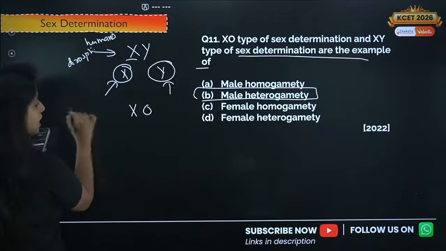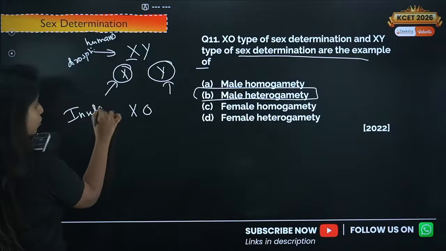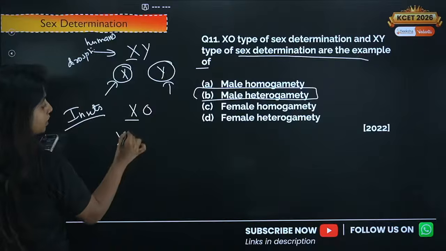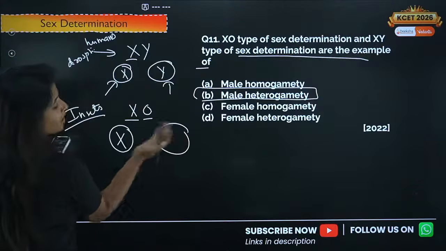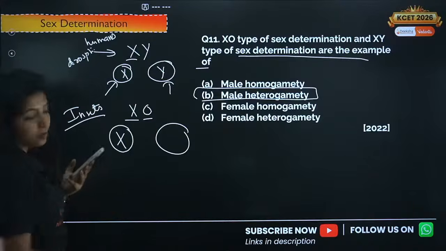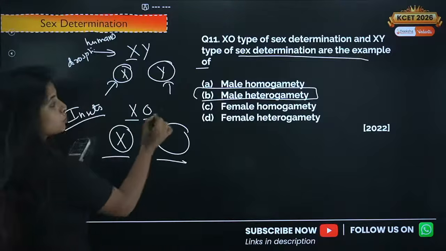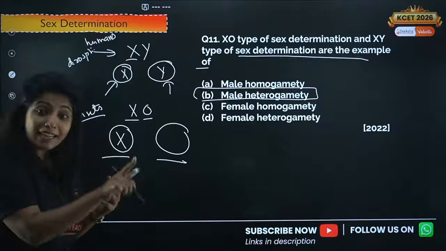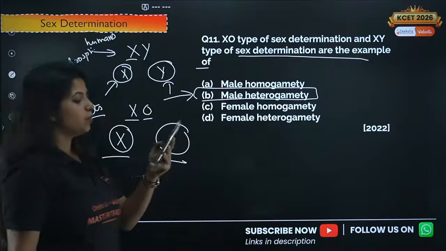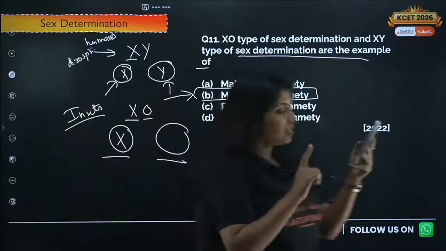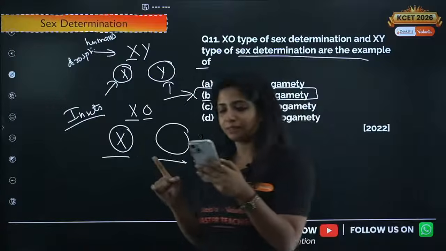Same thing over here. In the case of insects such as grasshopper, they can either produce gametes which have X chromosomes, or they can produce gametes which do not have any chromosome, that is the O condition. So 2 types of gametes are being produced, both by males, which is why this is an example of male heterogamety. Your answer would be B. So those of you who said the answer is B, you are absolutely correct.